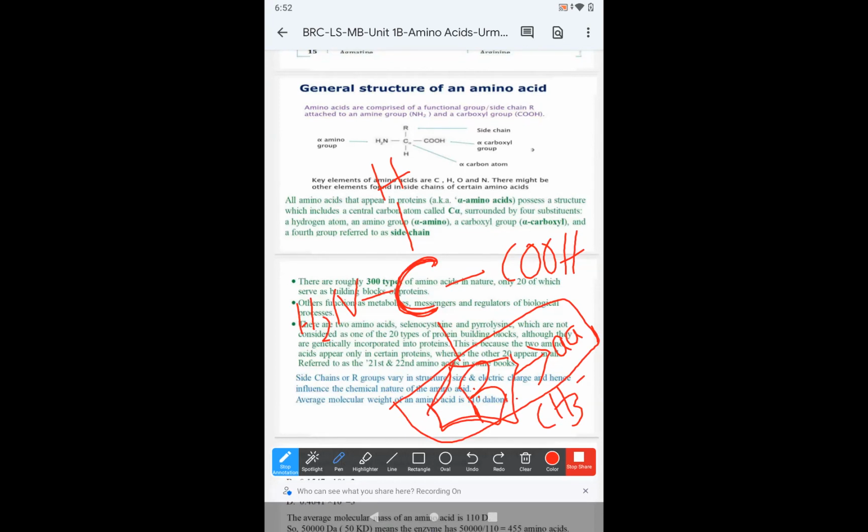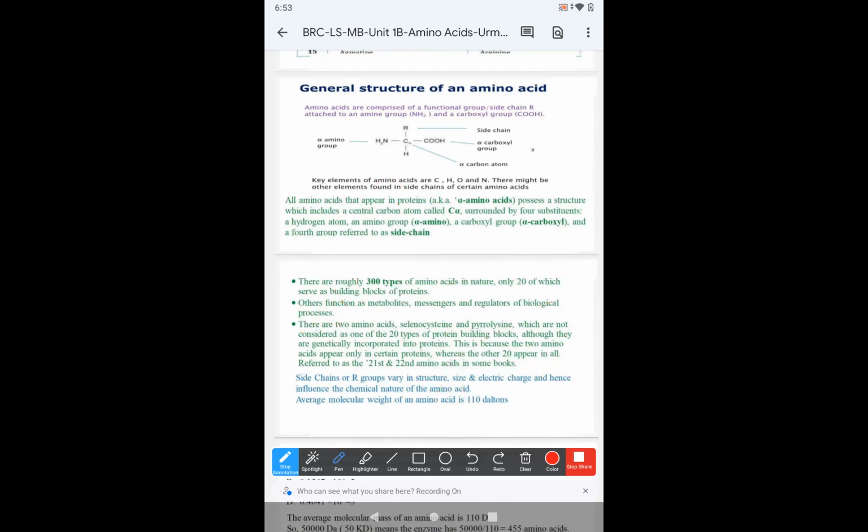See here, this carbon is the chiral carbon, right? Chiral or non-chiral? Chiral, ma'am. Yes. This carbon binds with four different groups. This carbon is also called the alpha carbon. Remember, this amino acid is also called an alpha amino acid.